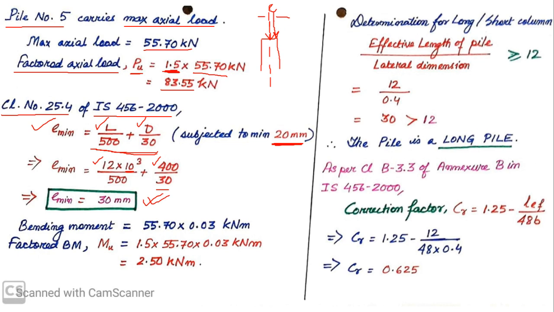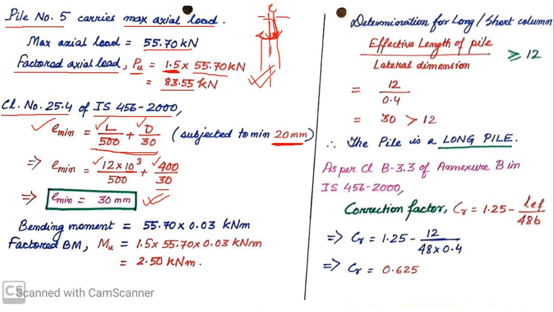So when there is an eccentricity, it will give rise to bending moment. There will be a bending moment about the axis of the pile. If you look at this diagram, if the load is acting over here, and if this is the axis, then there will be a bending moment generated about the axis of the pile. So now let us calculate what is the bending moment generated about the axis of the pile.